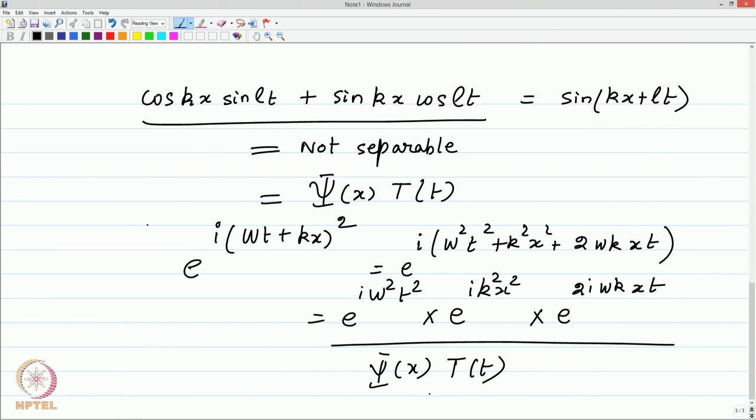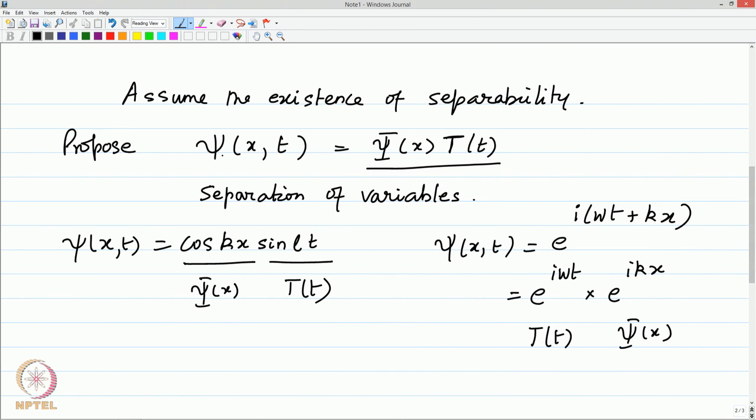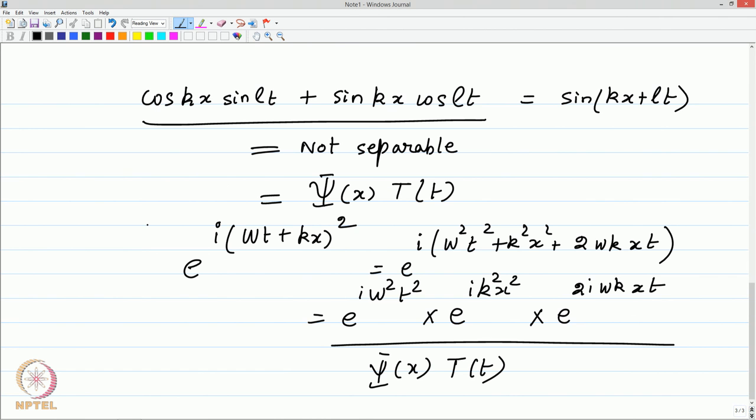Therefore, there are examples of what is separable and what is not separable. Let us assume for our purpose that we can write the wave function in such a way that it is a product of a wave function that depends only on x and a wave function that depends only on t, and then apply the algebraic tool.